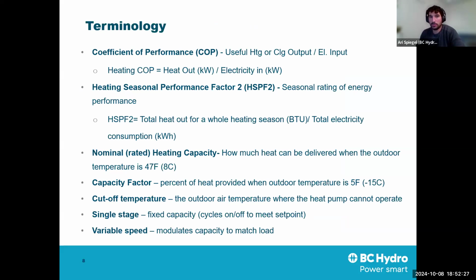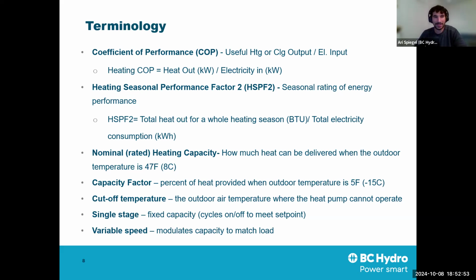Just to run through some terminology, just to be familiar, what I'm going to reference here, a few terms to know. So the first one is our coefficient of performance, our COP. COP is a measure of useful heating, so how much heat output divided by how much energy is provided to the compressor to deliver that heat.